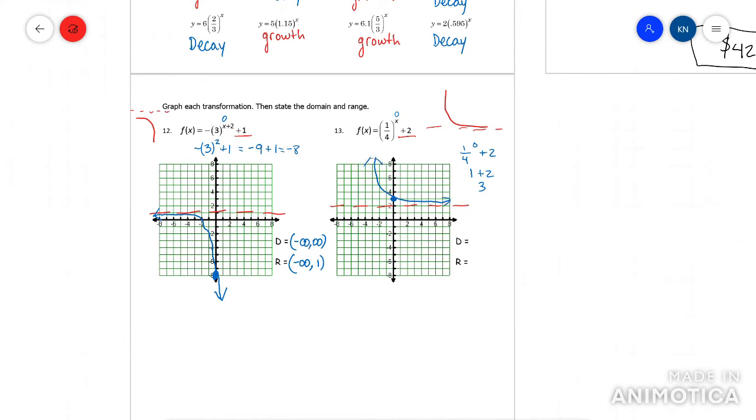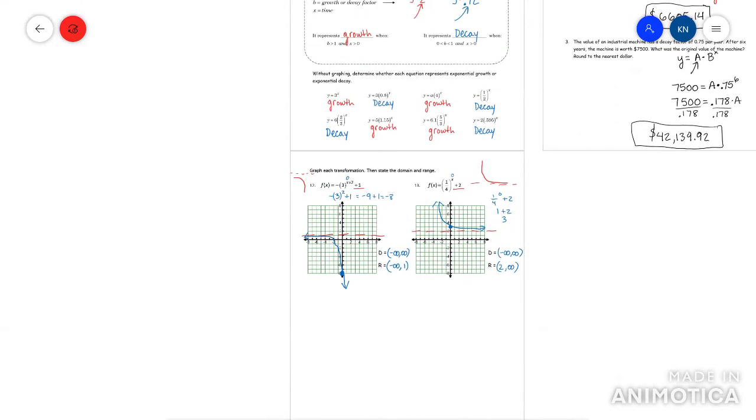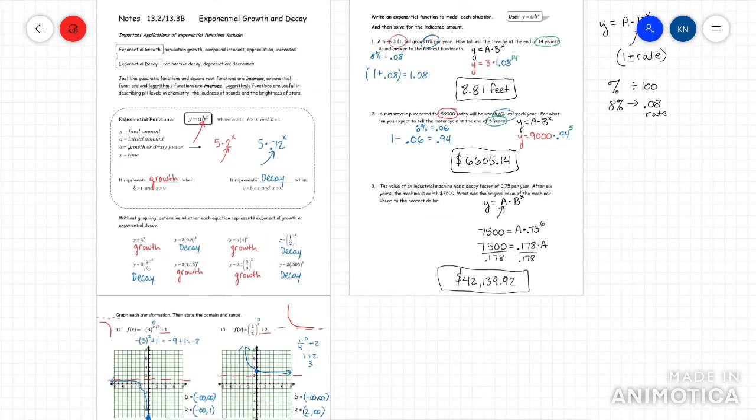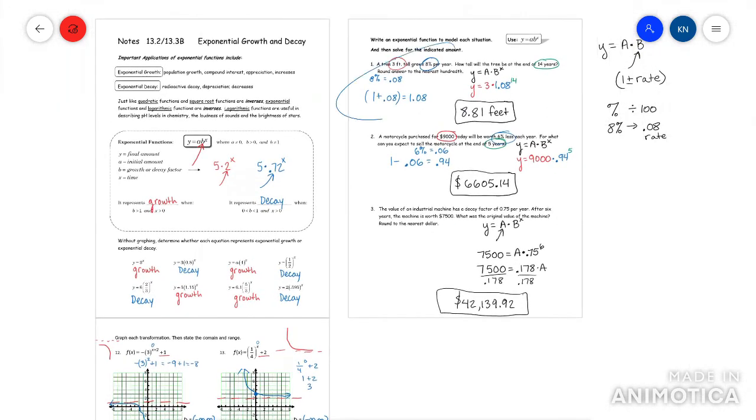Your domain goes left forever, right forever, so all reals. Your range, the lowest it can go is that 2, the asymptote. The highest it goes is up forever to infinity. So that's how you do that. These aren't too hard to solve as long as you can get this rate part correctly. That's critical. So hope this video helped.